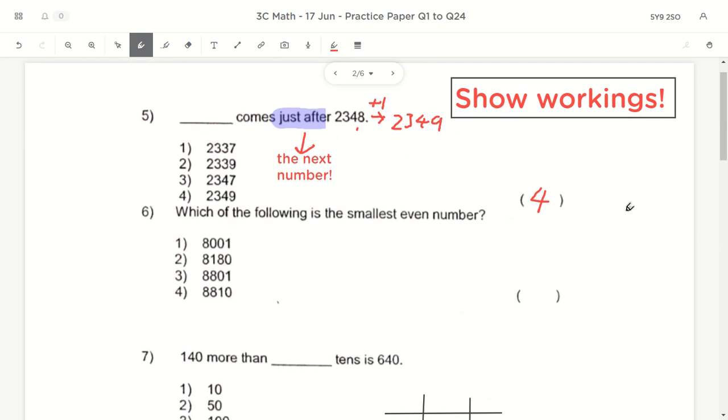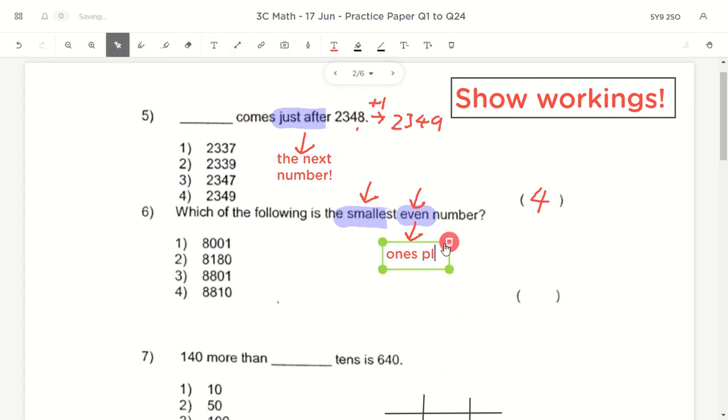The next one, two things I want here. I want the even number, the smallest even number. So I want to find the even numbers first, then find the smallest of them all. What is an even number? A recap: an even number ends with an even digit in the ones place. So how do you know whether a number is even or not? You don't look at the tens, the hundreds, or the thousands, you only look at the ones place.